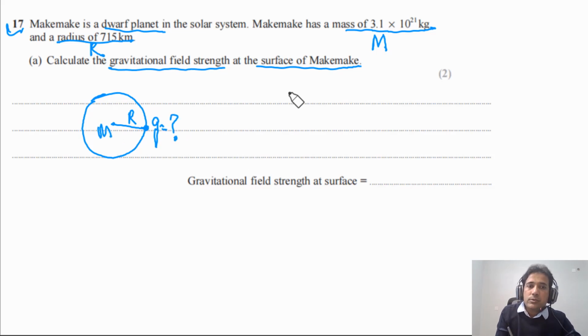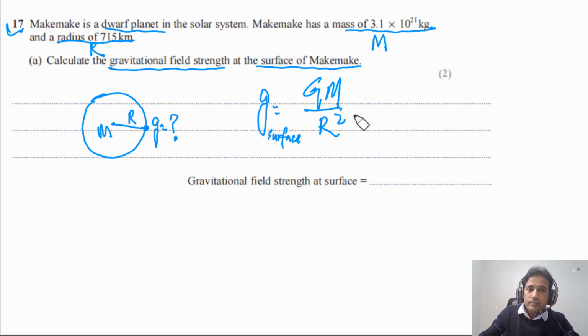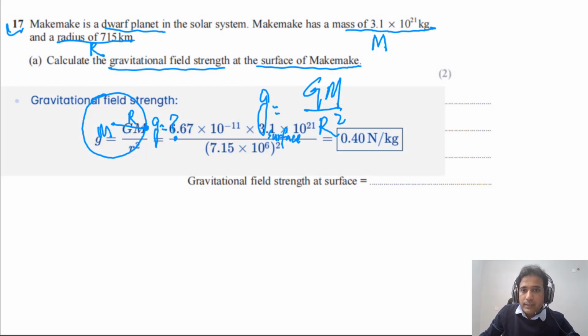So this is pretty straightforward. So g will be equal to g at the surface. So we are talking about g at the surface. So simply you can say g equals capital GM divided by R squared, plug in values and you can find the answer. Now let me show you this one with numbers. If you plug in values using this formula, your answer will be equal to 0.40 newtons per kg.